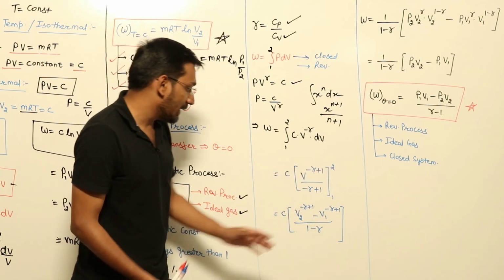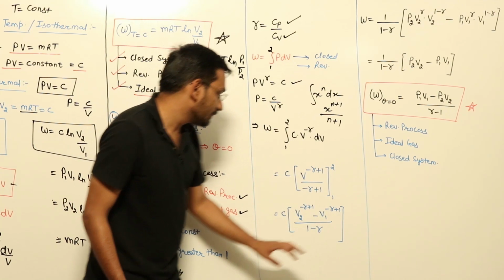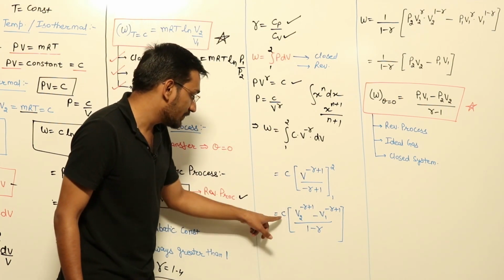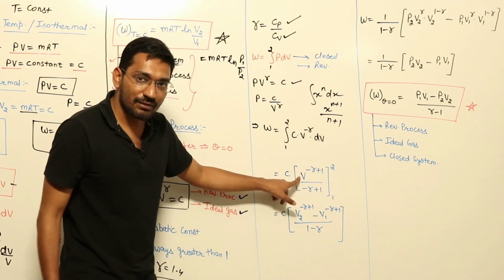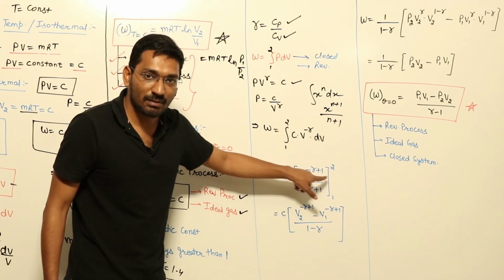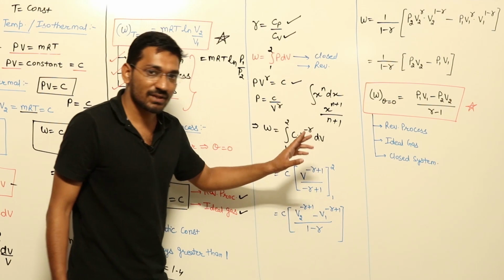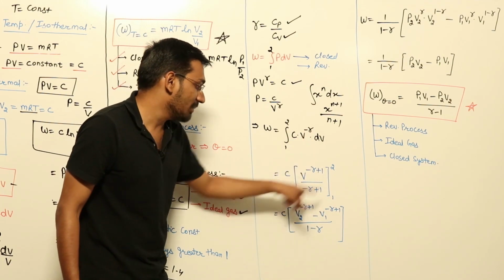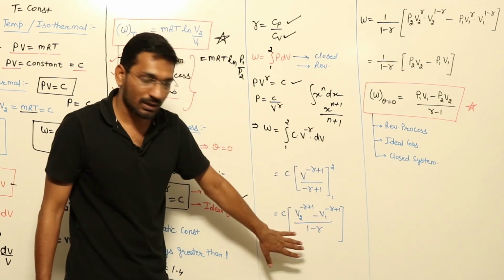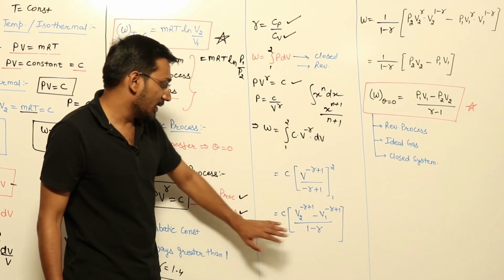Now if I am putting this from point 1 and 2, so this will be equal to C into upper limit first V2 raised to power minus gamma plus 1 minus lower limit V1 raised to power minus gamma plus 1 divided by 1 minus gamma or minus gamma plus 1. So this is the thing.